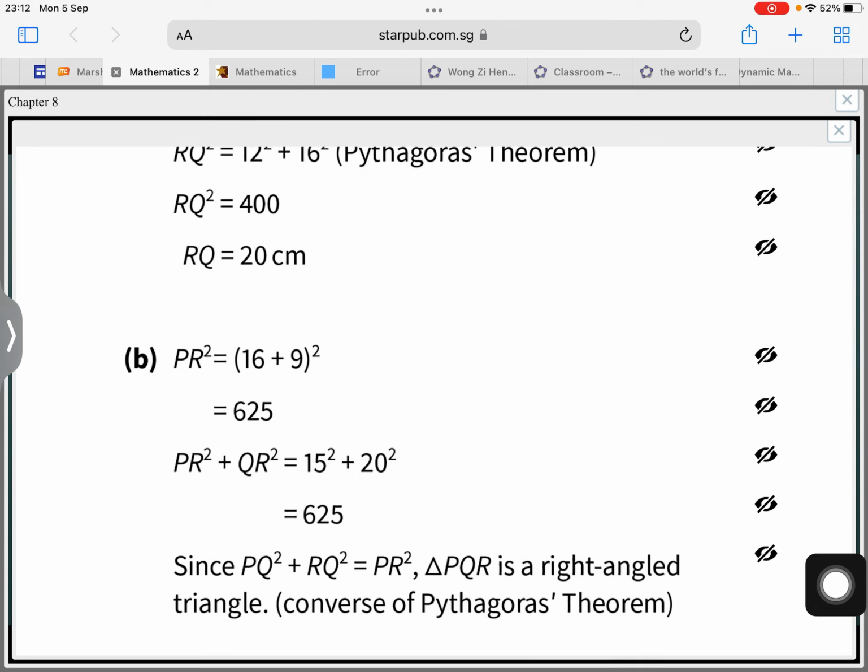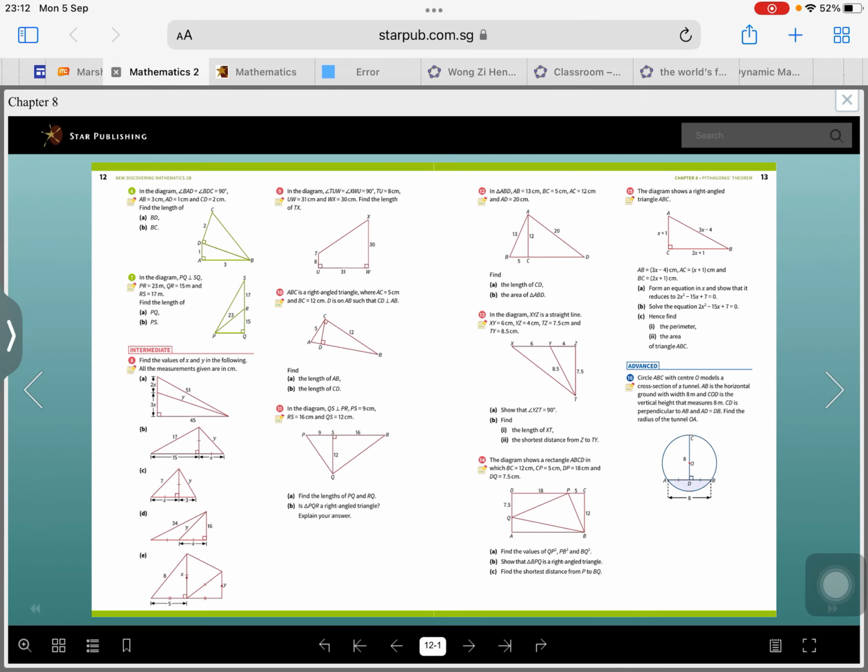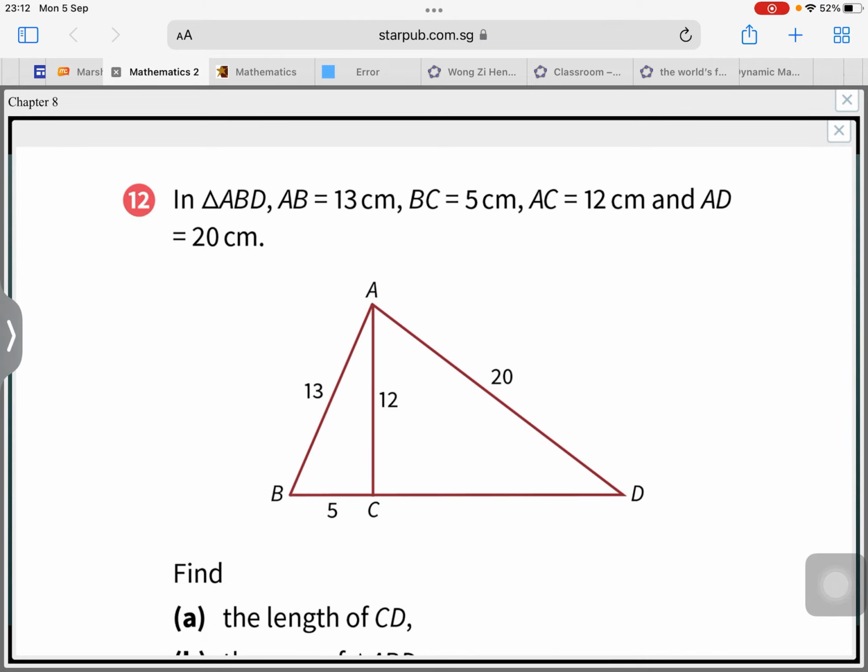So you need to write that. If you don't write that, we can't really fully award you the marks, because that is one of the key understandings you should know. So with that, that's the first question done. Let's move on to the next question, question 12.